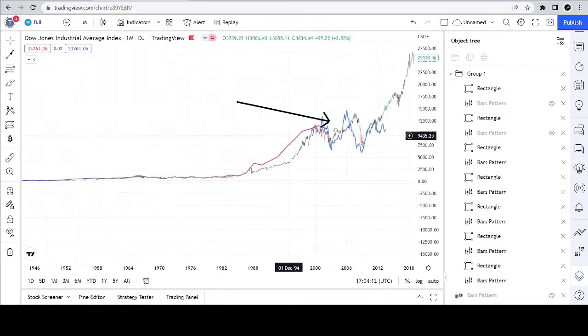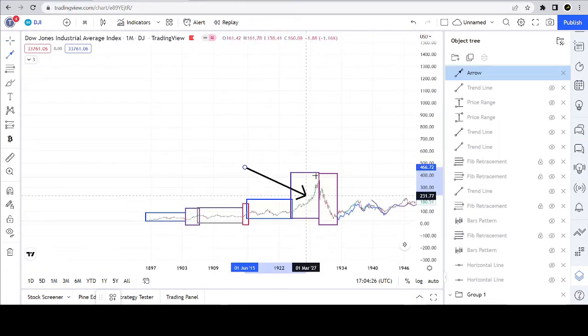So what comes next is this part right here where it moves up to a peak. Let's examine how that looks on today's chart.